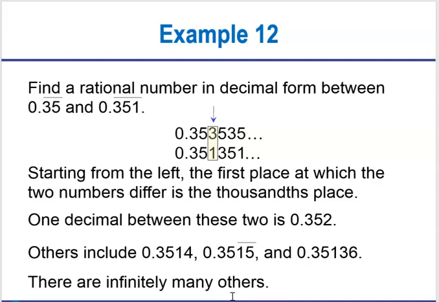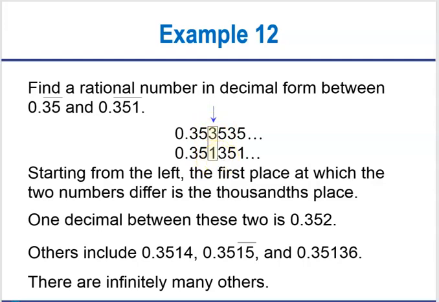Example 12, find a rational number in decimal form between 0.353535 and 0.351351. Starting from the left, the first place at which the two numbers differ is the thousandths place. Notice, it's almost like comparing them. You do exactly the same thing. So the zeros match, the threes match, the fives match. All of a sudden, this one, the 3, is bigger than this one, which is a 1.